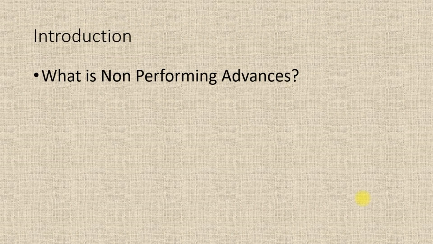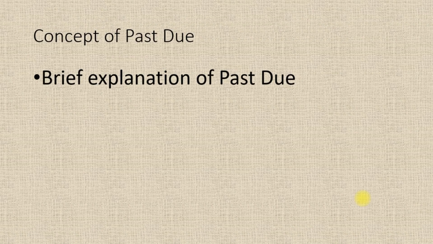So before going to that, we will have to see what is the concept of past due. So what exactly is past due? We will try to give a brief explanation. Treating a credit facility as non-performing was based on the concept of past due, where it was defined that the due amount, if it remained unpaid for more than 30 days from the due date, was considered to belong to that category. But now the concept of past due is no more in force. It was done away with from March 2001.